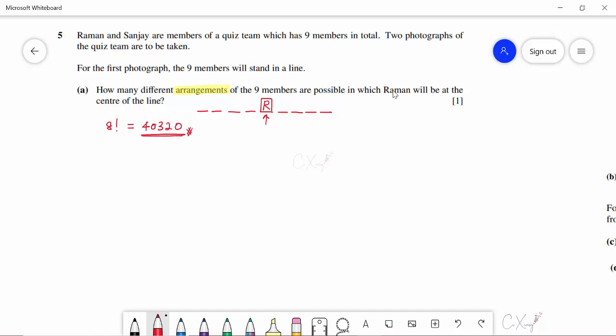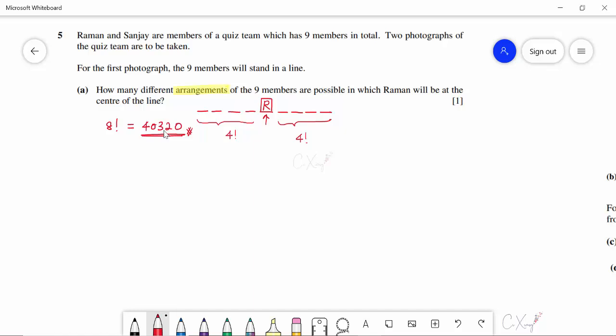Okay, all right. So some students might ask now, can I put it like this? This one, I want to arrange 4 persons, so 4 factorial. This one, I want to arrange another 4 persons, so that's why 4 factorial. But you can see that if you have 4 factorial with 4 factorial together, you won't be able to get the correct answer, which is 40320.